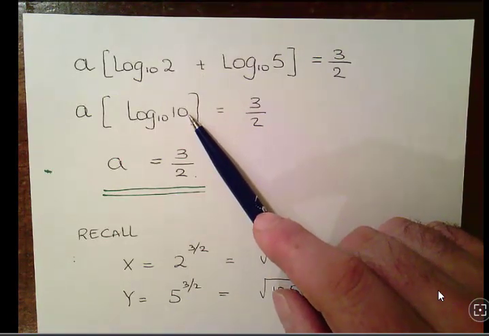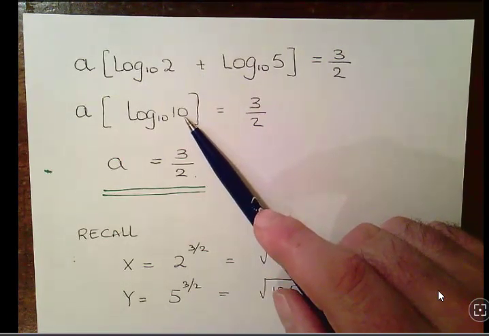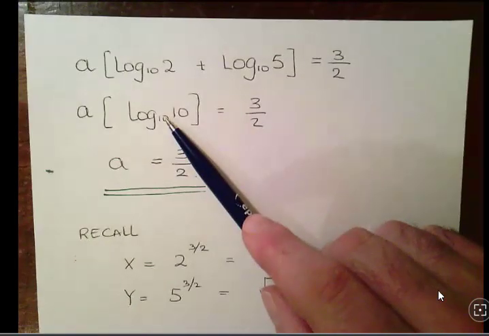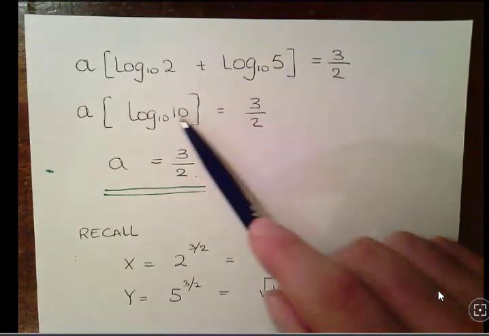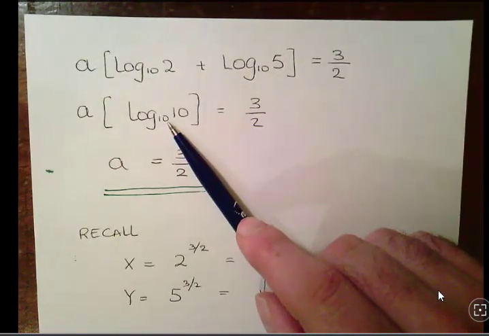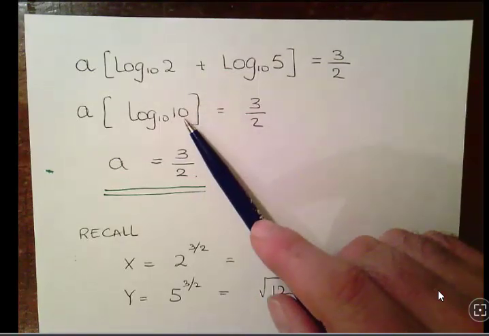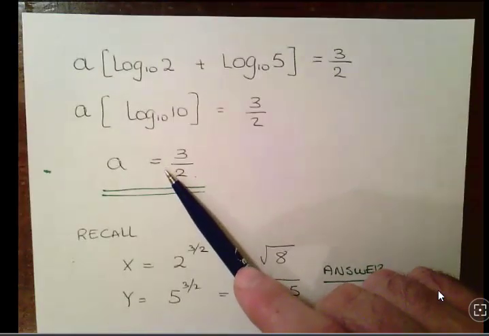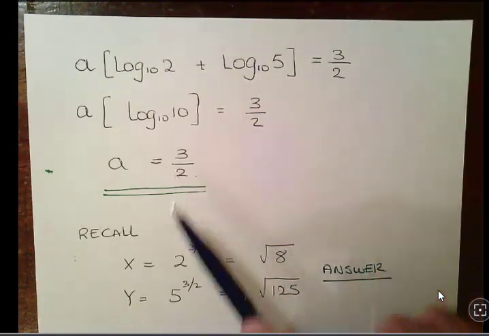This is the multiplication rule of logarithms. We end up with log of 10 to the base 10. So a times log of 10 to the base 10 is equal to 3 over 2. Log of 10 to the base 10 is 1, since the log of anything to its own base is 1. So simply a times 1 is equal to 3 over 2.